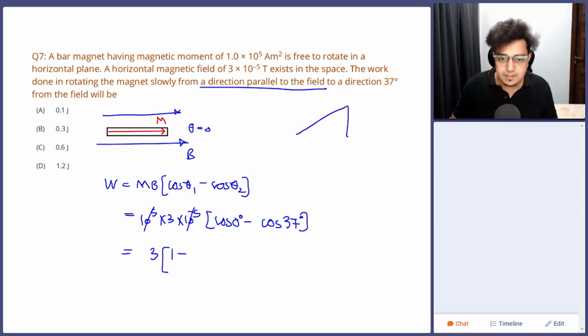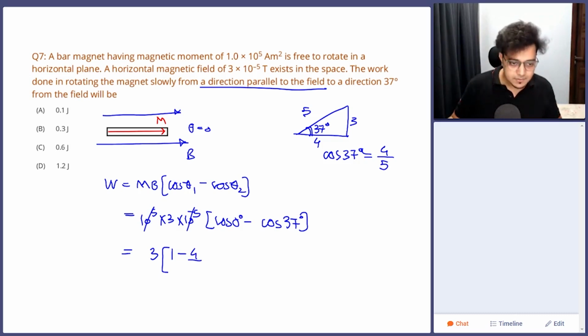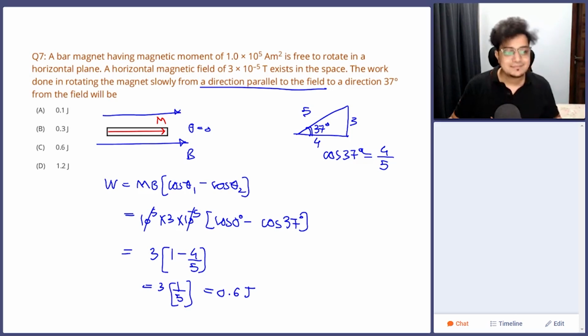If you don't know cos 37, then remember this simple triangle. Right angle triangle 3, 4 and hypotenuse 5. Opposite to 3, we have 37 degree. Now if you need cos of 37 degree, by definition of cos, it is adjacent side of the angle, which is 4, upon hypotenuse 5. So this will be 4 by 5. Okay, that gives you after multiplication 1 by 5, which is 0.6 joule. So correct answer is option C.